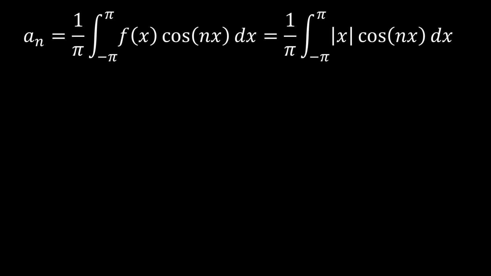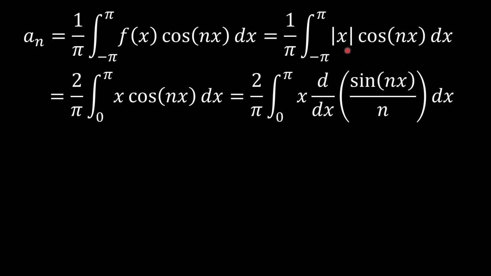Then an is 1 over pi times the integral from negative pi to pi of f(x) times cosine nx. Applying the same thing here, in place of f(x) we have the absolute value of x. Since it's symmetric, we can just say twice 1 over pi times the integral from 0 to pi of x cosine nx. And we can use integration by parts here, where we express cosine nx as the derivative of sine nx over n.